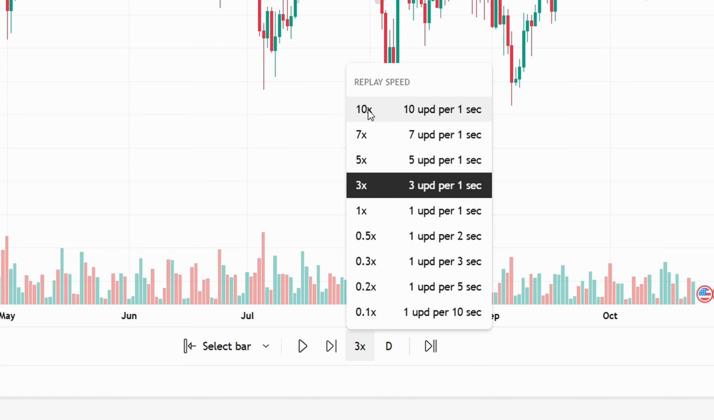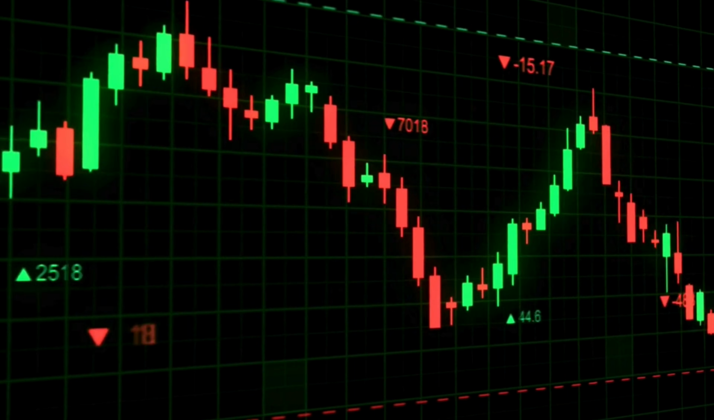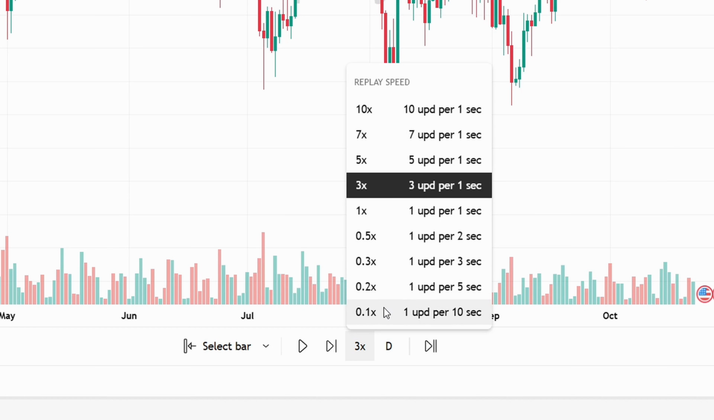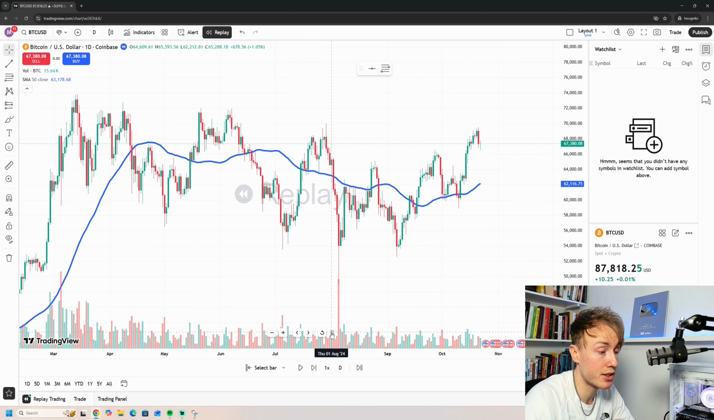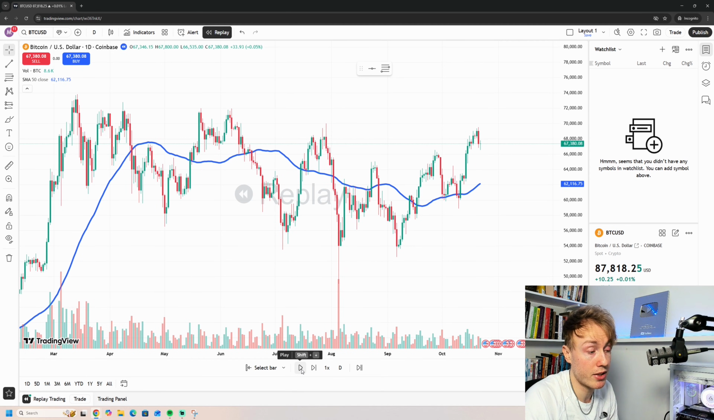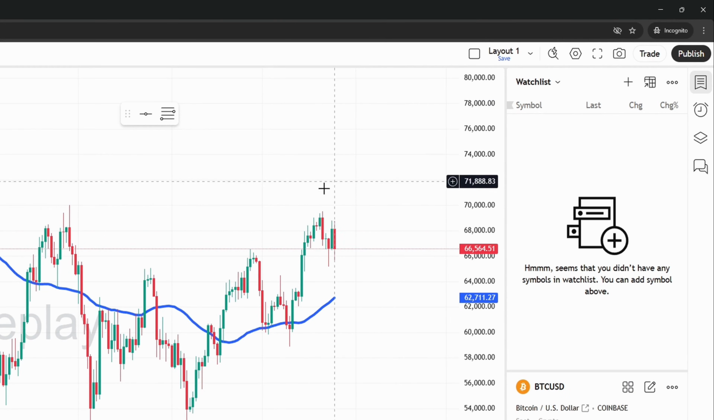If you want a super fast chart, you can choose 10x. That means you will get 10 new candles every second. Maybe you want to go super slow: you can have one update per 10 seconds. But let's use a good balance and choose one new candle per second, so we choose 1x right here. To play the chart, you simply press this button, or you can press shift plus arrow down. So let's play out this chart, and now you can see the price start to move.